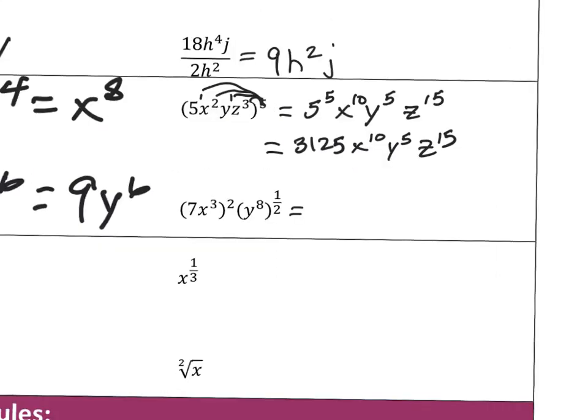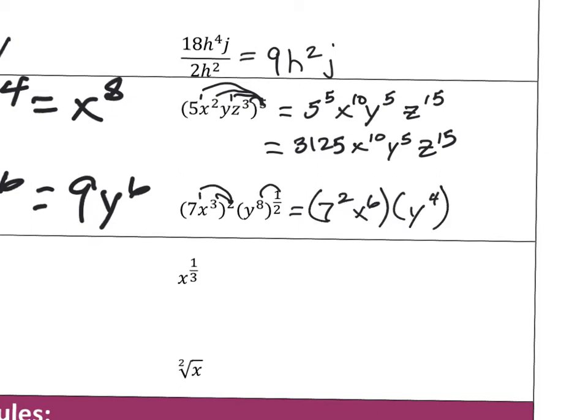So on the next part, here we have the 2. Remember, it applies to the x, but it also applies to the 7. 7 has an invisible exponent of 1. So it's going to be 2 times 1. So that's 7 squared. And then you have 2 times 3, and that's x to the 6th. Then I'm also going to have 1/2 times 8, and I have y to the 4th.